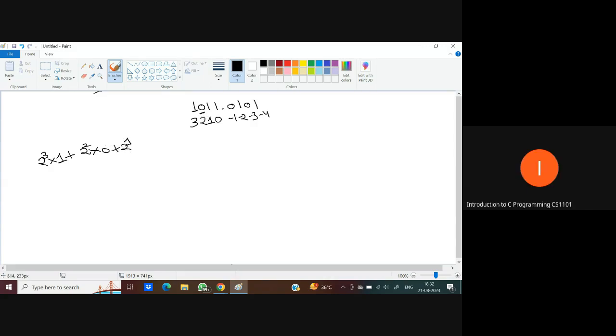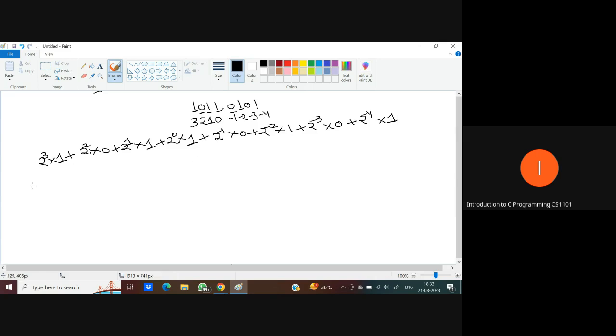Then 2 power 1 multiply what? 1. Then 2 power 0 multiply by what? 1. Then plus 2 power minus 1 multiply by what? 0. Then 2 power minus 2 multiply by what? 1. 2 power minus 3 multiply by 0. And 2 power minus 4 multiply by 1.